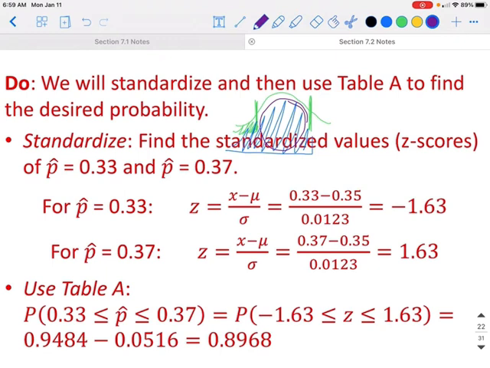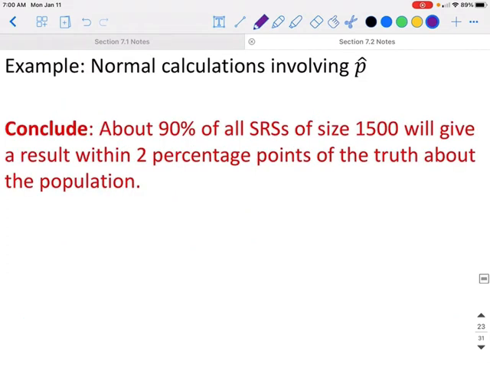And the last step in a 4-step problem is to conclude. So based on that, we can say about 90% of all the simple random samples of size 1500 will give a result within 2 percentage points of the true value of the population.